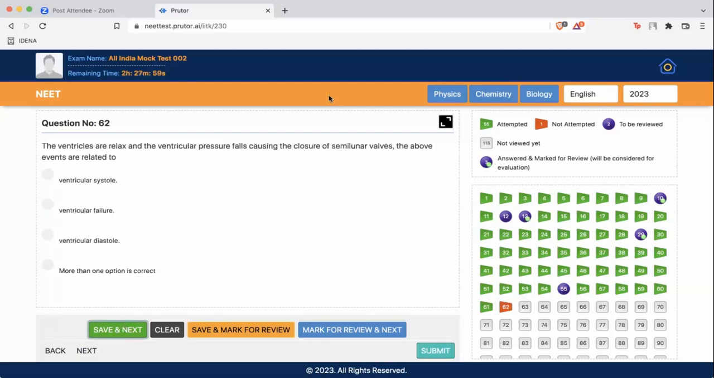1981. The ventricles relax and the ventricular pressure falls, causing the closure of semilunar valves. The above are related. Ventricular systole is contraction. Ventricular diastole is correct. Ventricular failure, I don't think ventricular failure may have this closure. So just ventricular diastole.